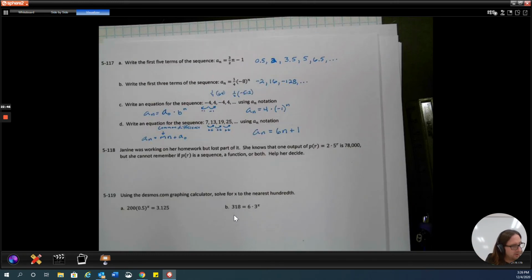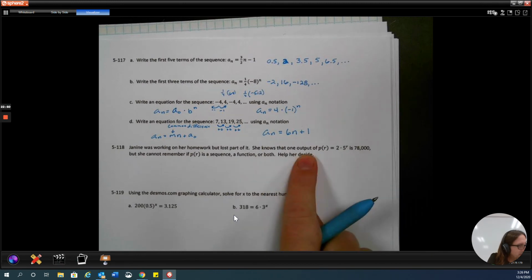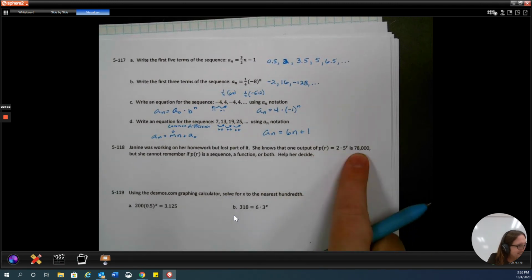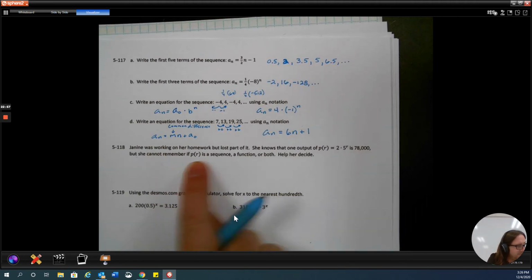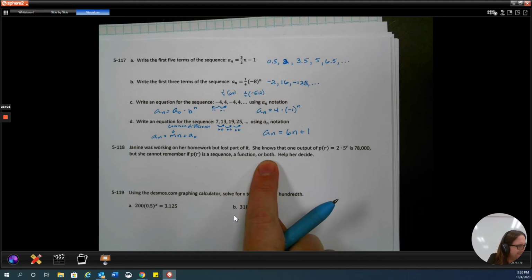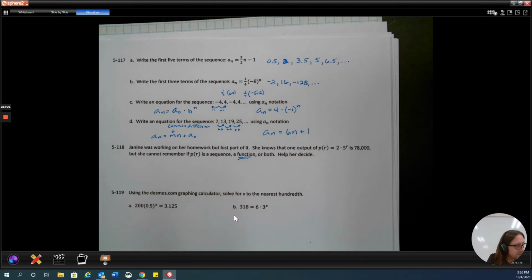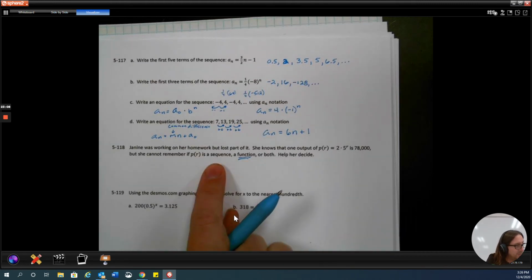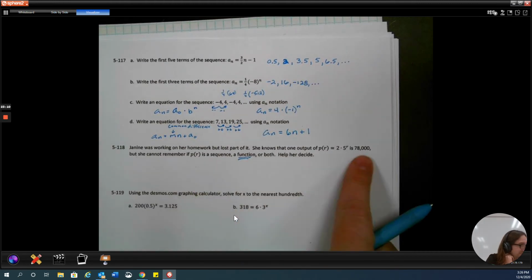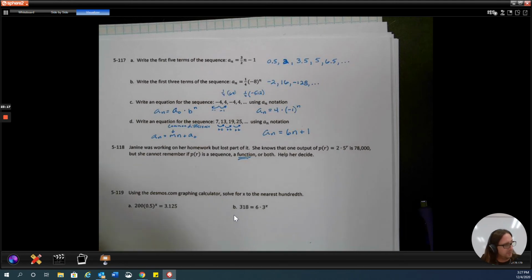Janine was working on her homework, but she lost part of it. She knows that one output of this is 78,000, but she can't remember if P of R is a sequence, if it's a function, or if it's both. Well, this is exponential, so it's definitely going to be a function. I'm going to say it's a function. Is it a sequence? Well, if it's a sequence, we should find an R value that's an integer that works for this one. So let's set it up kind of like what we did before.